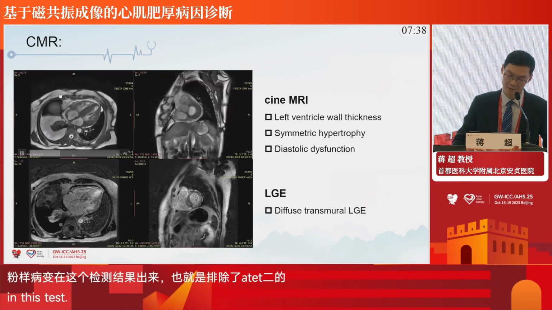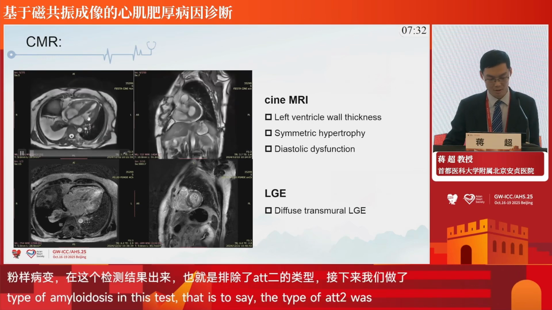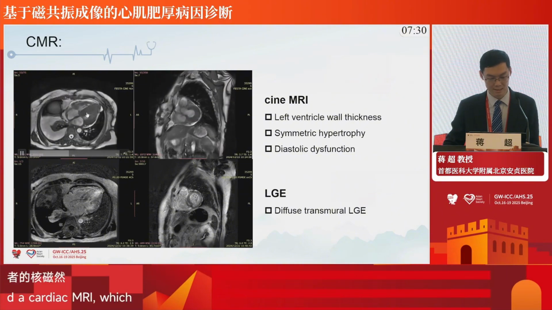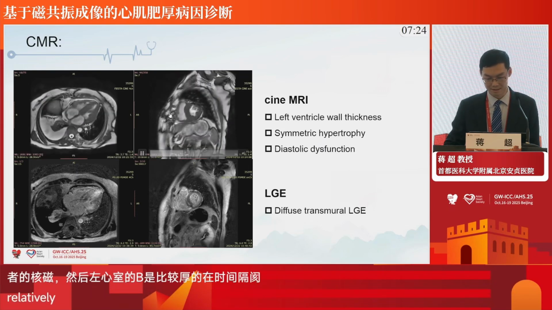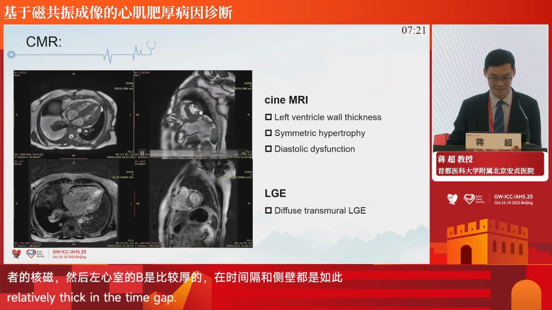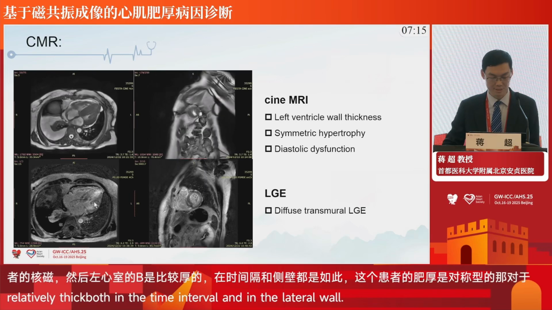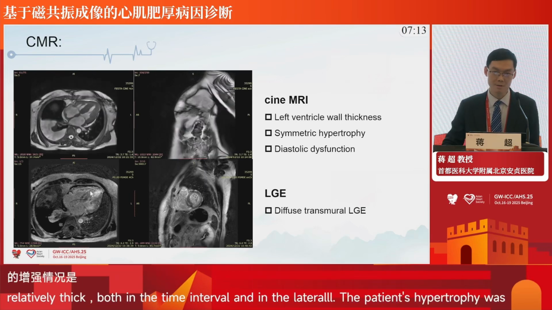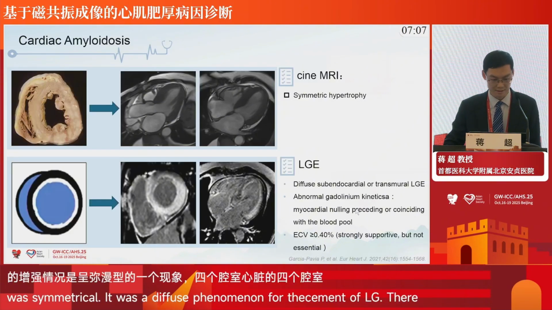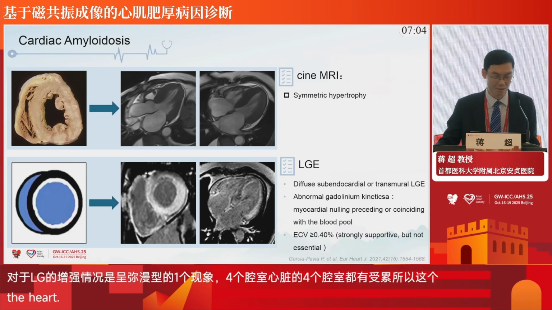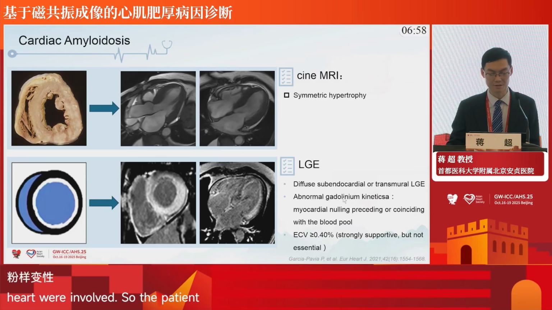This is the CMR for this patient. We can see he has a thick left ventricular wall, both in the septal and also in the lateral wall. The hypertrophy is symmetric. And for the LGE enhancement, we can see here it is diffuse. All 4 chambers of the heart were involved. So this is cardiac amyloidosis.